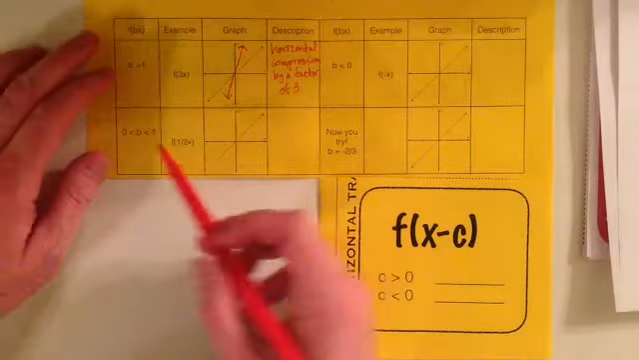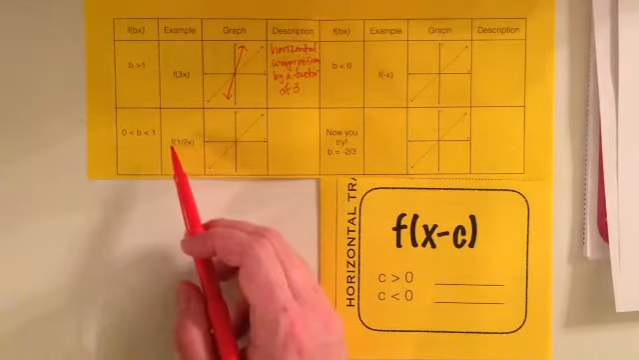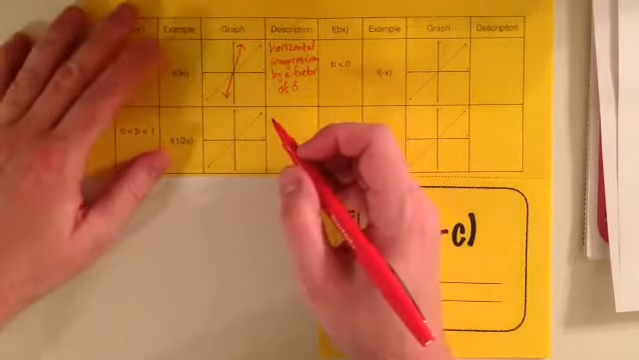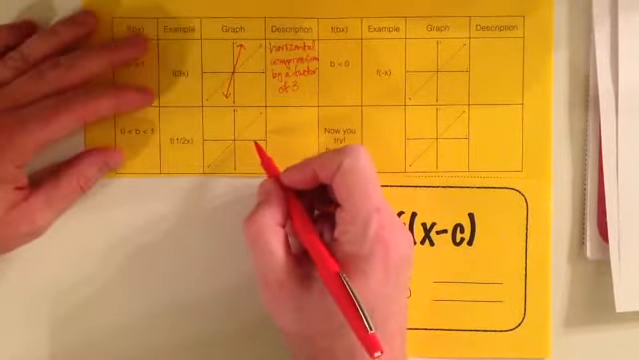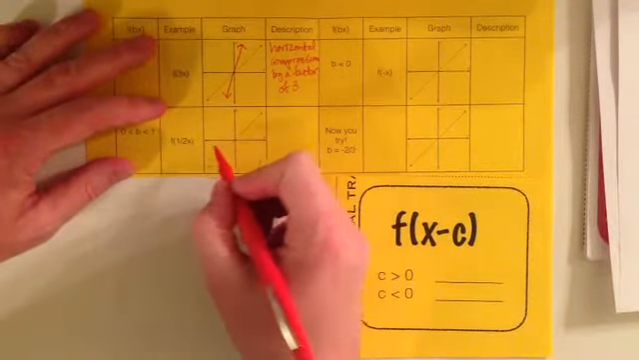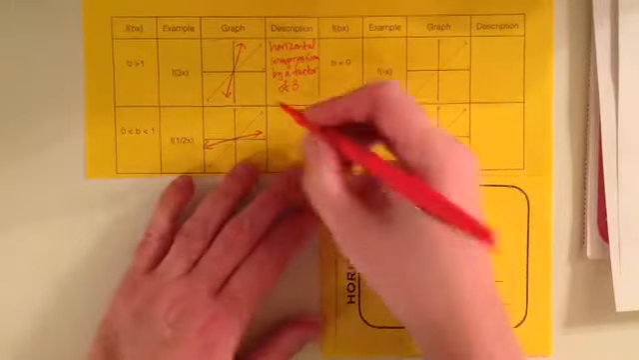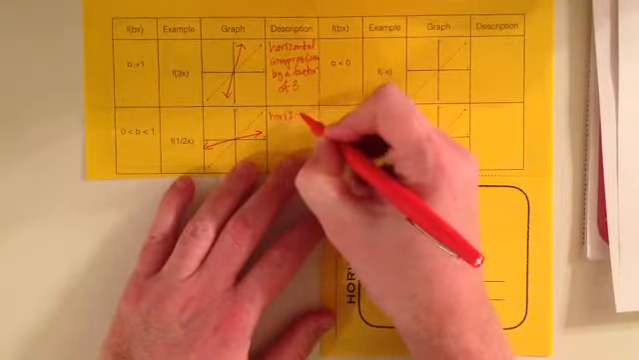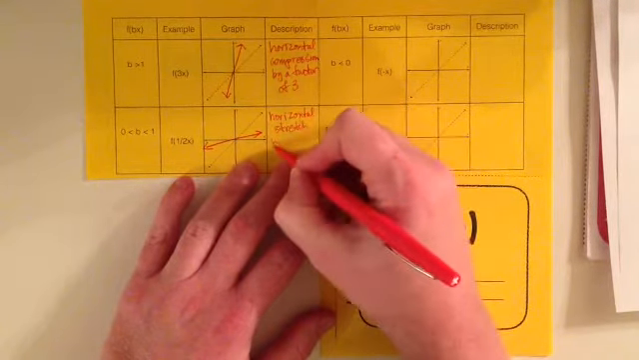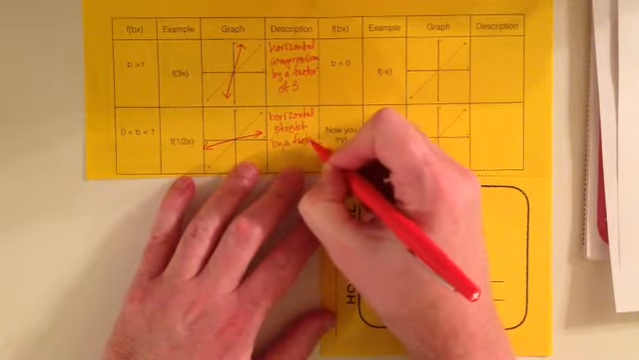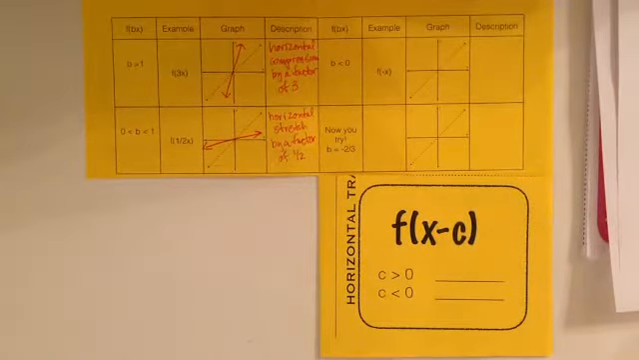Now down here we have where b is less than 1 but greater than 0, so it's a fraction. So we know that's going to be a horizontal stretch. That means it's going to get closer to the x-axis. So it's going to look something like this. So this is a horizontal stretch by a factor of 1/2.